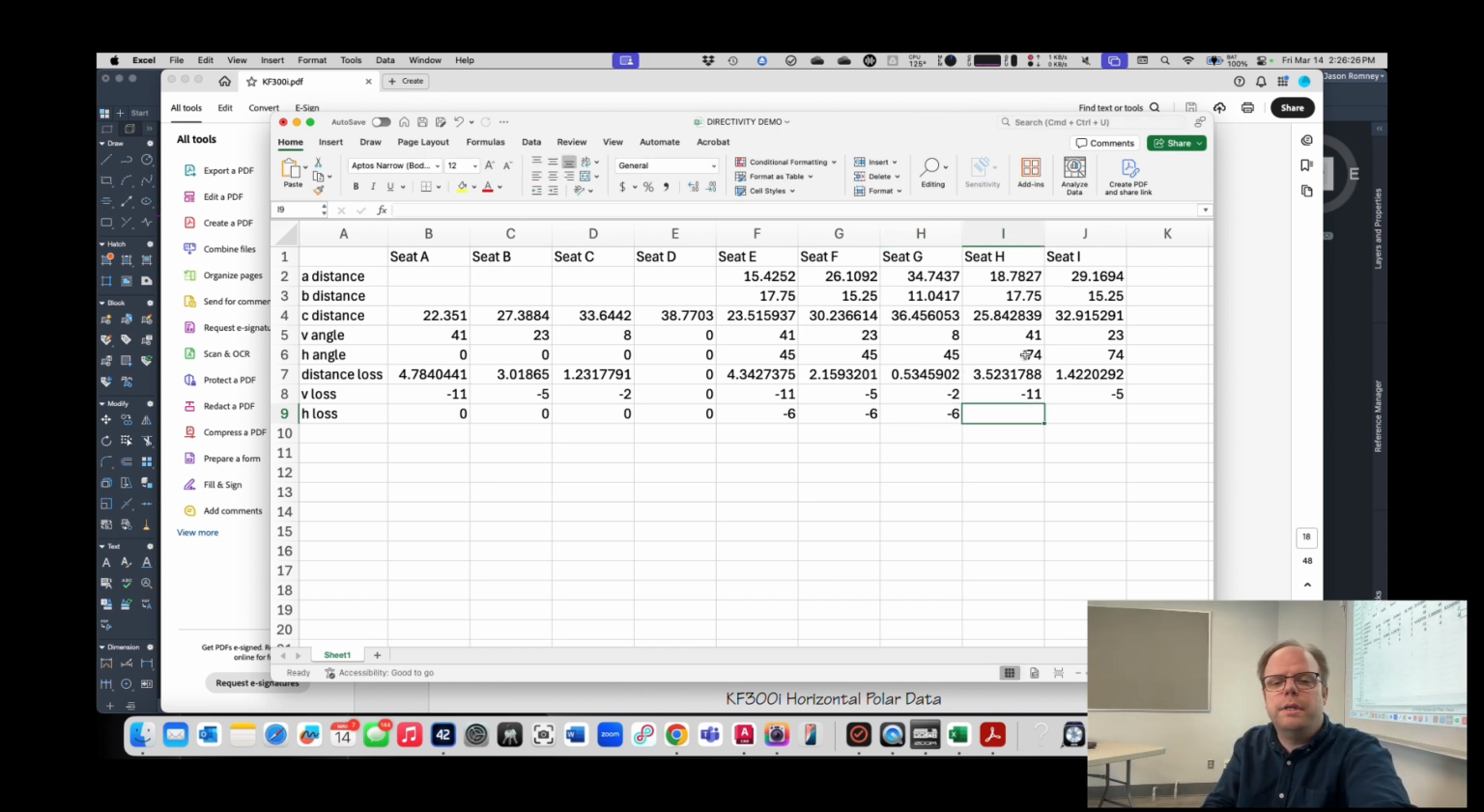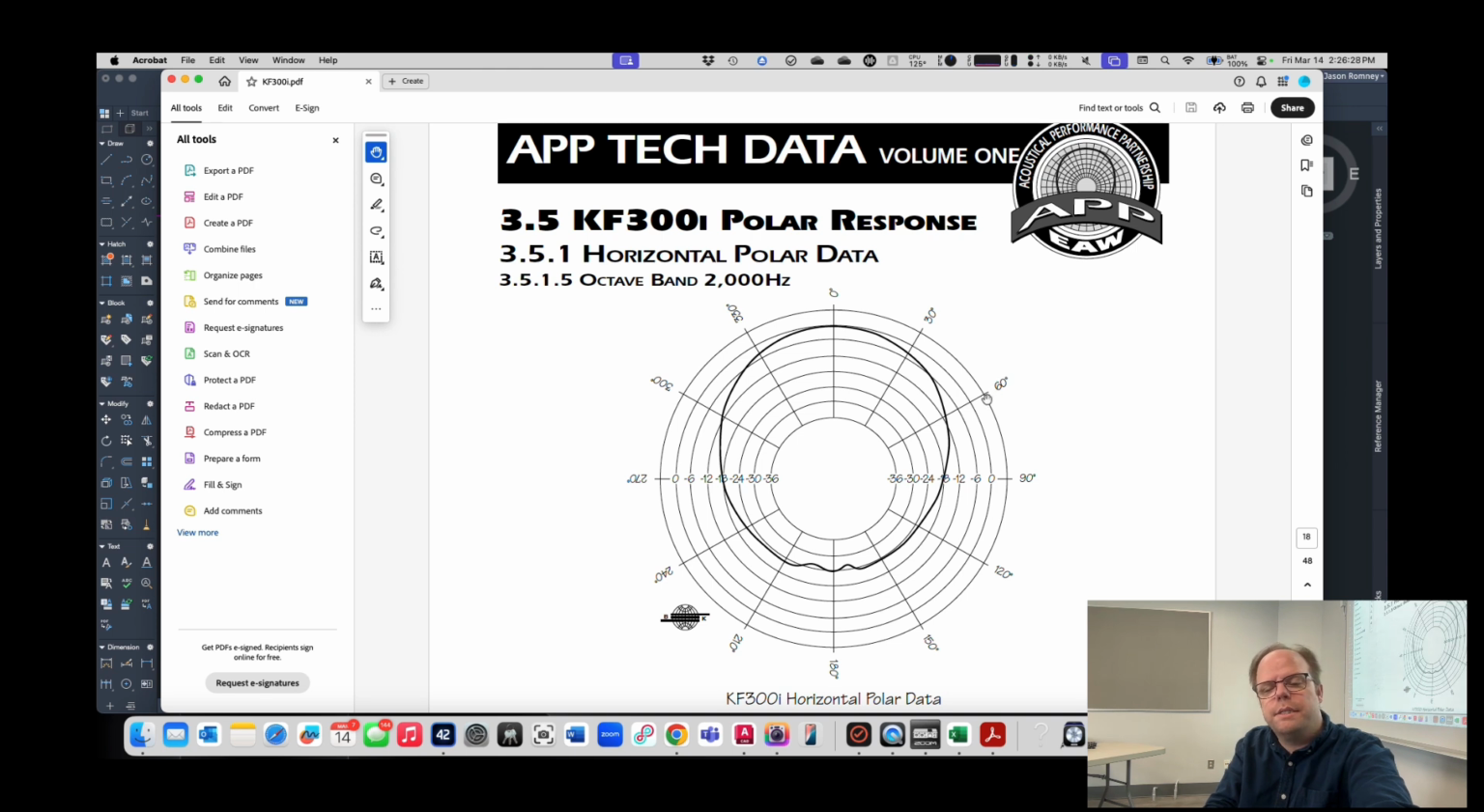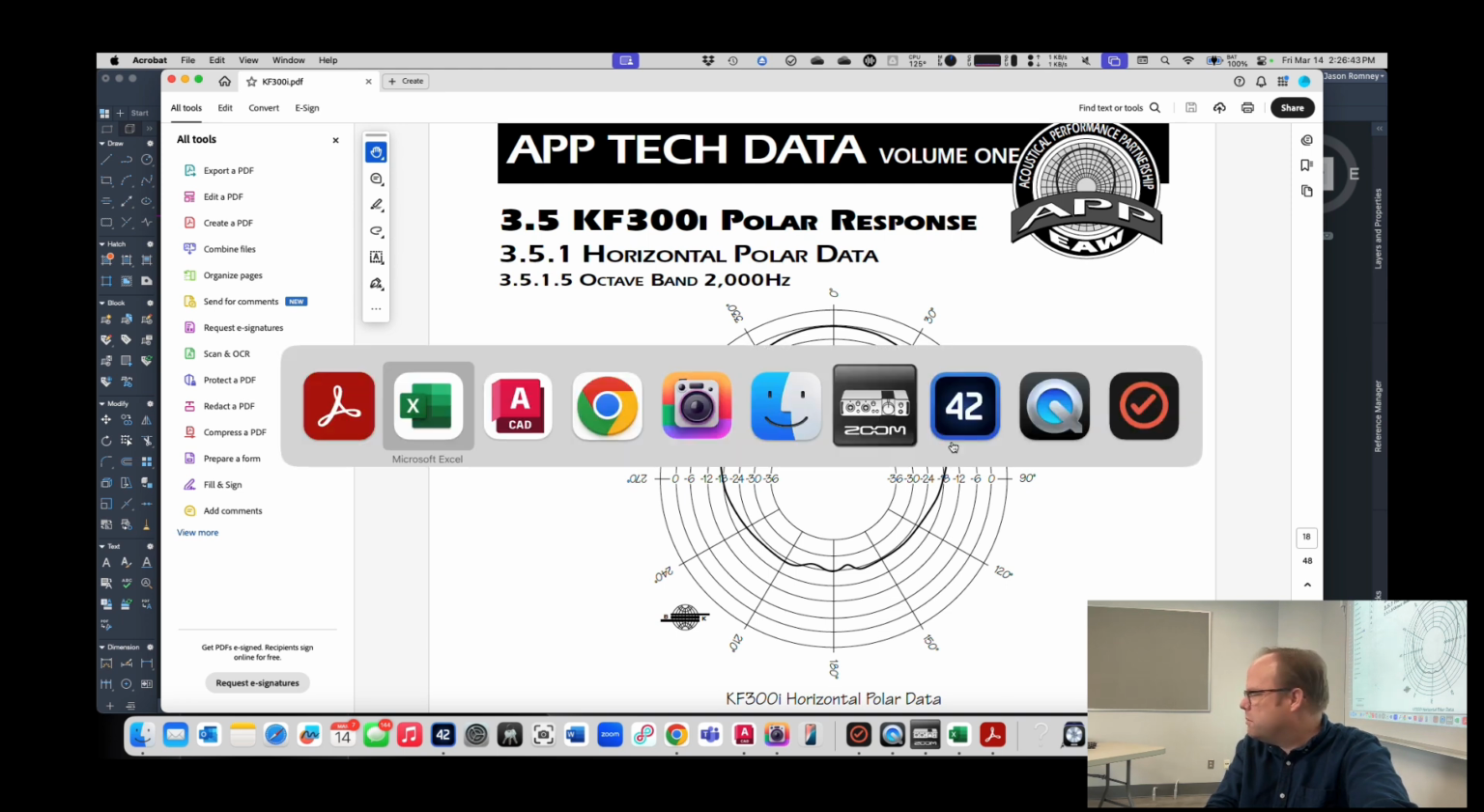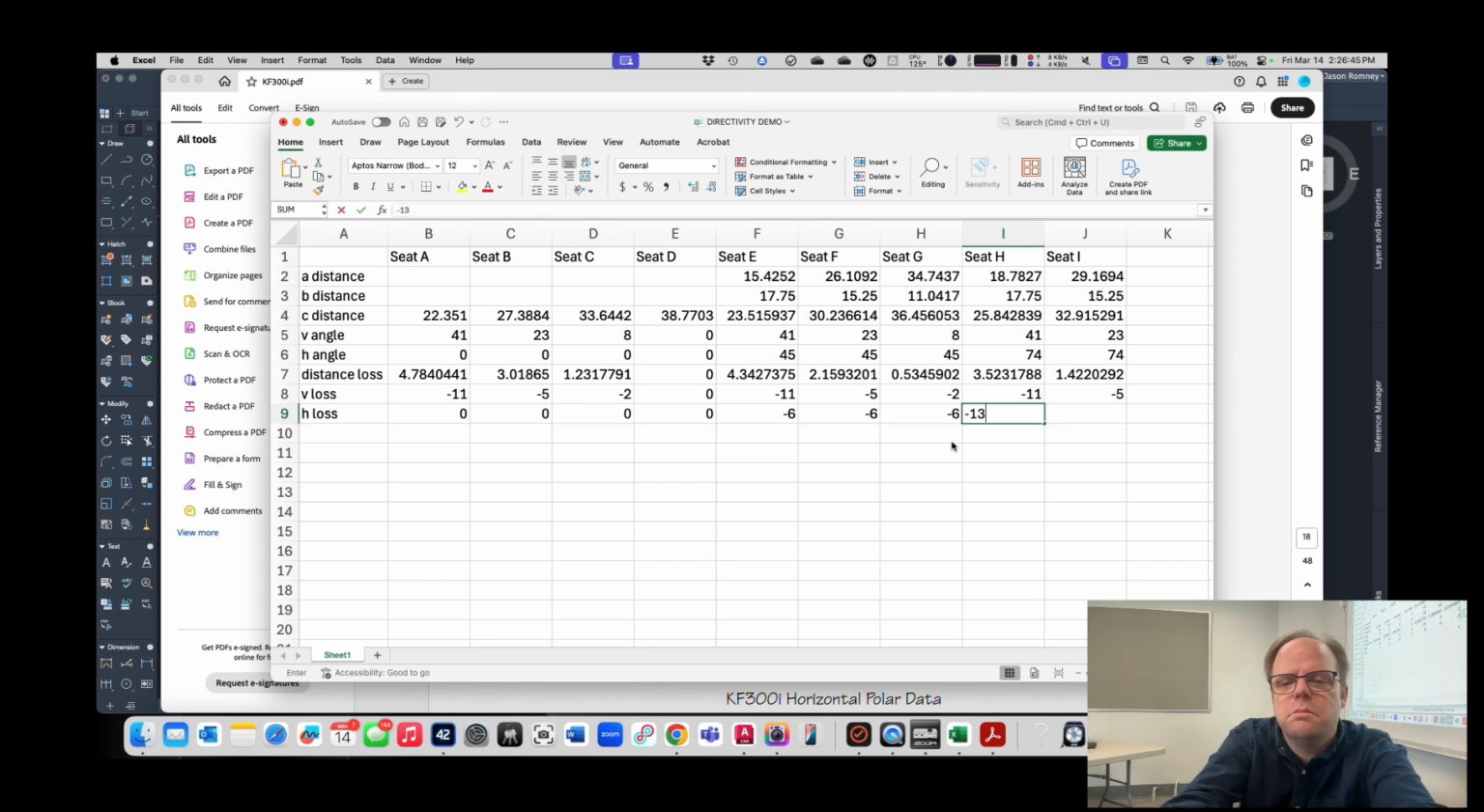So now we need 74 degrees. Okay, so that's 60, that's 90, so 70 would be about here. So at 74, we've gone just a little bit past the -12. So we could say -13 or maybe even -14. We'll just say -13. So we can do the same thing there. Okay, so we've got all the information now.